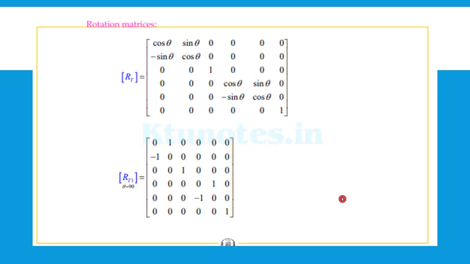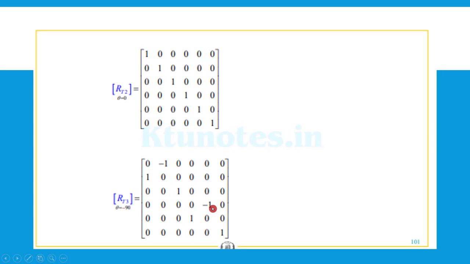Then again, the rotation matrix for the first element, for the first member, RT is given as in the matrix. Then RT1, theta is equal to 90 degrees. So corresponding changes will be there. The second one will be the beam, so theta is equal to 0 degrees, and the third one will be the column. So the measurement from the horizontal will be negative, so minus 90 degrees.